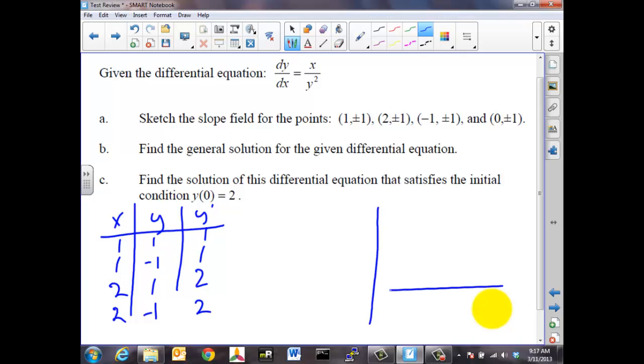Then we want to come over here and plot the slope on those points. So over 1, up 1, there's the point. The slope is 1, so it should look something like that. Over 1, down 1 would be right here, so the slope should look something like that. Over 2, up 1, the slope is 2, so it just needs to be higher. Over 2, down 1, the slope would be like that. And you do that for all 1, 2, 3, 4, 8 points there.